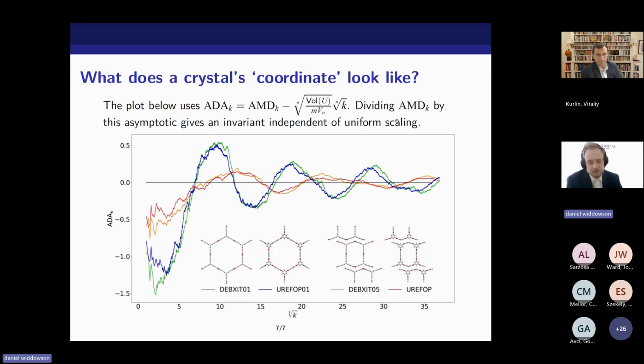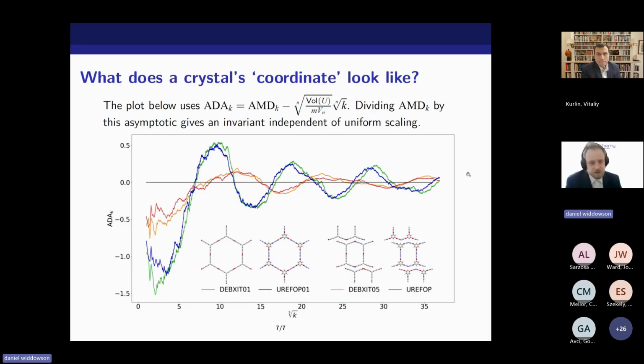I should mention as well, because it will be relevant, that you can subtract this asymptote from the AMD and get what I've plotted. You can also divide by the asymptote. What that does is make the uniform scaling of a crystal not affect the output. So with this ADA I've defined, two things which are equivalent up to uniform scaling will be different. We'll be able to see that. But when you divide, they become seen as the same. So you can choose which one you prefer.